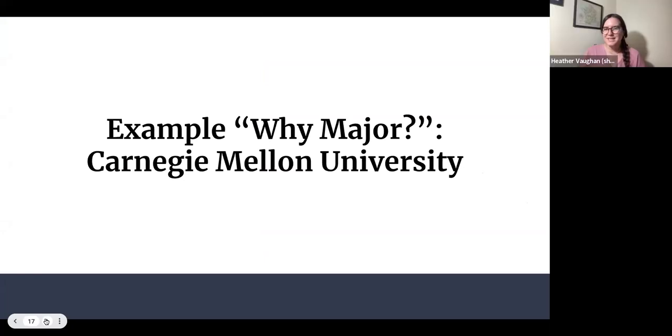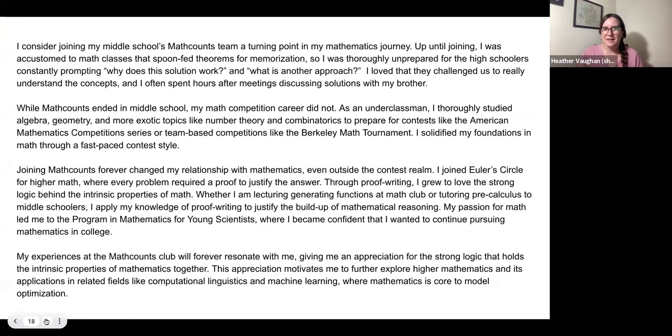All right, so we're going to take a quick look at another example, this time of a why major essay. I'm going to go ahead and read this one out loud, and I'd love for folks to share their thoughts about the strengths and weaknesses once we get through it. We've got a couple of questions on the next slide. So let's get into it.